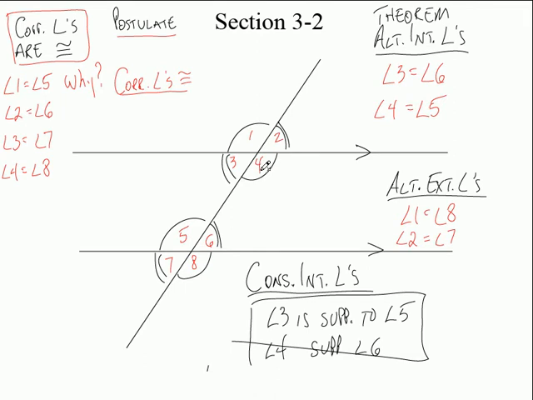Look at all the obtuse angles. 1, 4, 5, 8. What's true about all the obtuse angles? They're all equal to each other, aren't they? All the obtuses? Look, 1, 4, 5, and 8. They're all equal to each other. What about all the acute angles? 2, 3, 6, and 7. What's true about all the acute angles? They're all equal to each other, right?